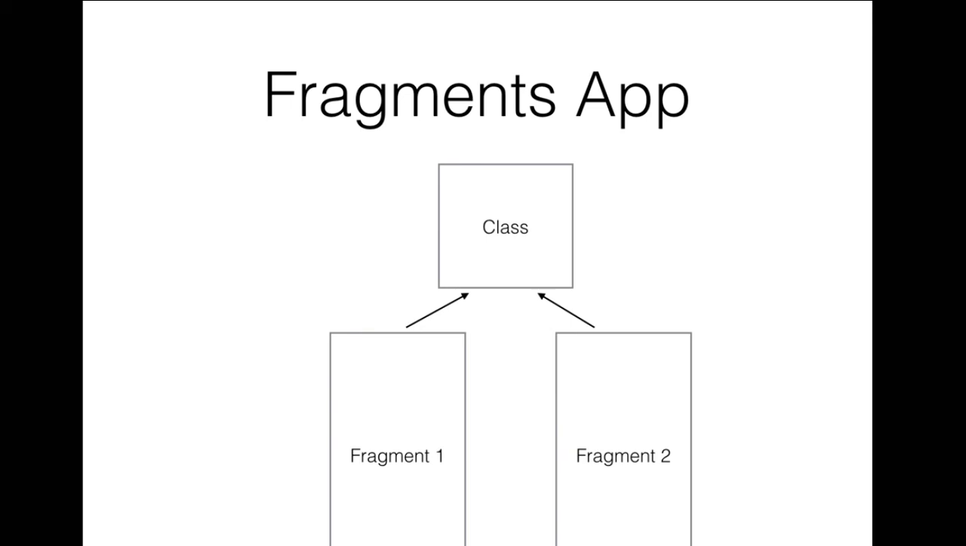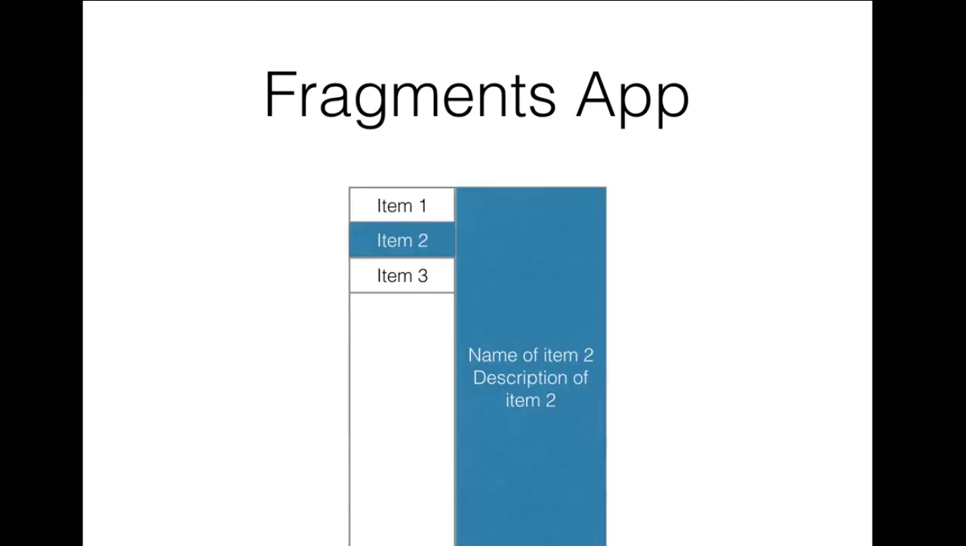And this is how the fragments are actually going to work. Fragment 1 and fragment 2 are going to take the data from a single class which we are going to make. So we will have a certain kind of class from which both the fragments are going to get their data. Now let's take a look at how the app is actually going to look and how it's going to perform.